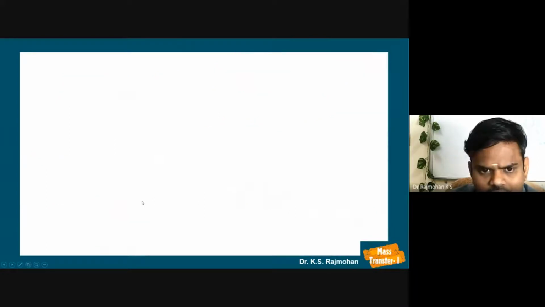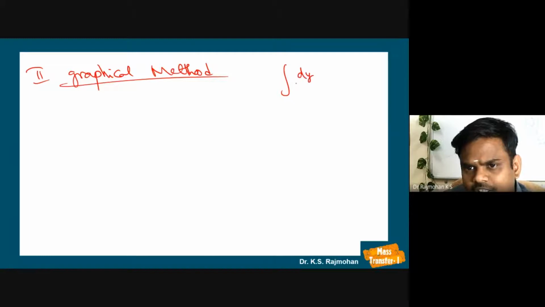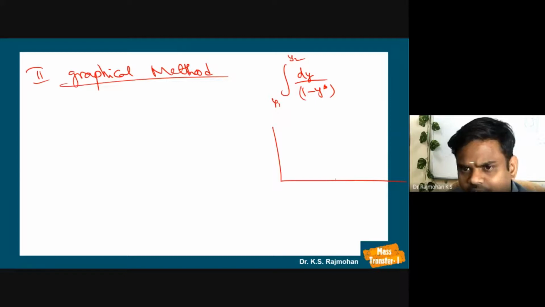Okay, so I will explain the second method, the graphical method. In the graphical method, I explained yesterday the integral we have seen in the derivation, the integral of 1 by (1 minus y star) from y1 to y2. Similar to CRE, where we have also done similar plotting of graphs, the area under the curve is equal to the integral value, right?